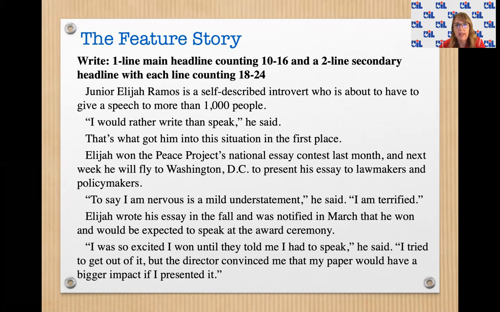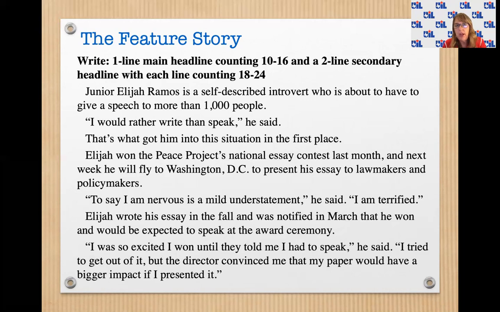"I am terrified." Elijah wrote his essay in the fall and was notified in March that he'd won and would be expected to speak at the awards ceremony. "I was so excited I won until they told me I had to speak," he said. "I've tried to get out of it, but the director convinced me that my paper would have a bigger impact if I presented it."